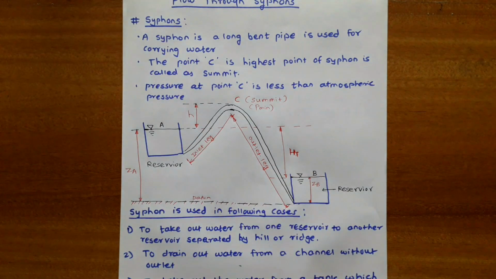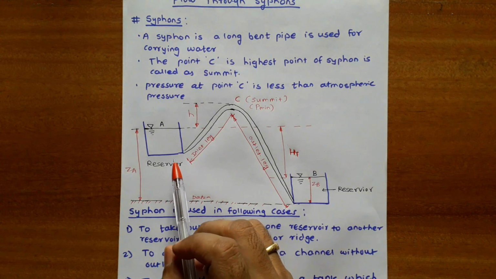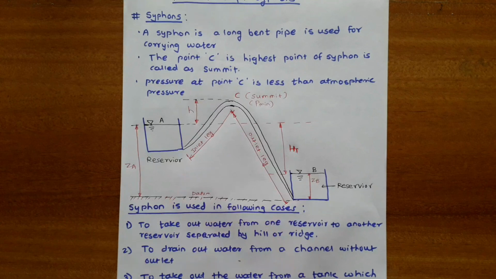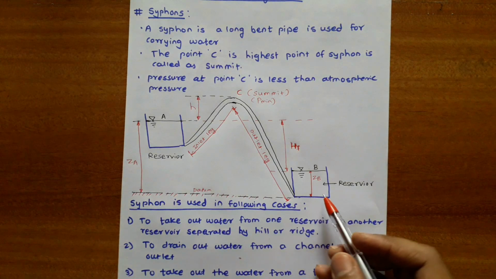The pressure at C can be reduced theoretically up to minus 10.3 meter of water, but in actual practice it is only minus 7.6 meter of water. So you can see that a siphon is a long bent pipe. It connects two reservoirs, where one reservoir is at higher level and another reservoir is at lower level.